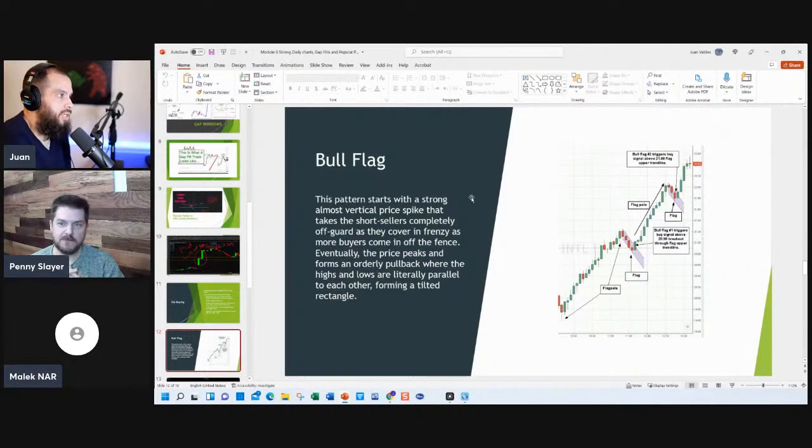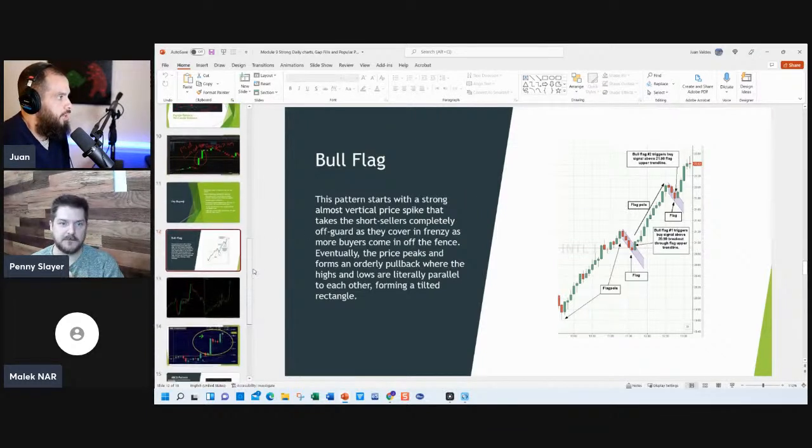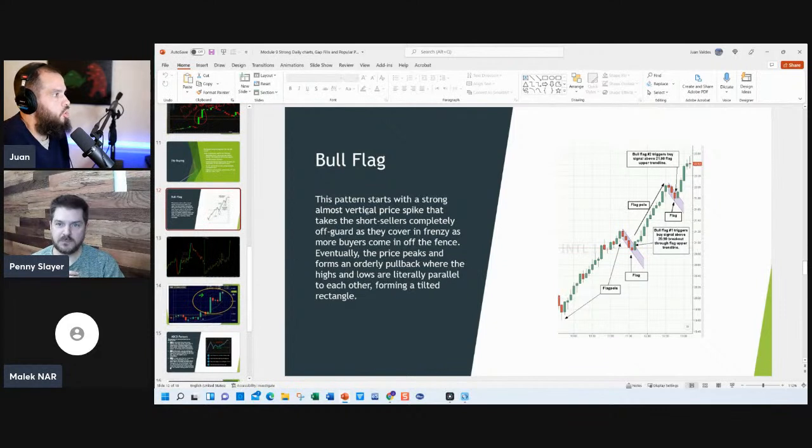So one common pattern that a lot of traders are familiar with is the bull flag pattern. I think everybody's heard of it. The bull flag pattern starts with a strong, almost vertical spike that takes the short sellers completely off guard as they cover in a frenzy. As more buyers come in off the fence, eventually the price forms an orderly pullback where the highs and lows are parallel to each other, forming a tidy rectangle.